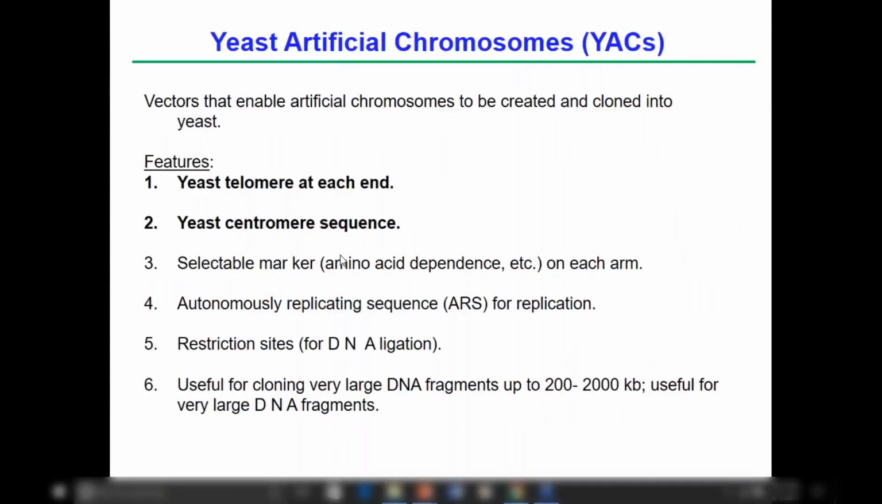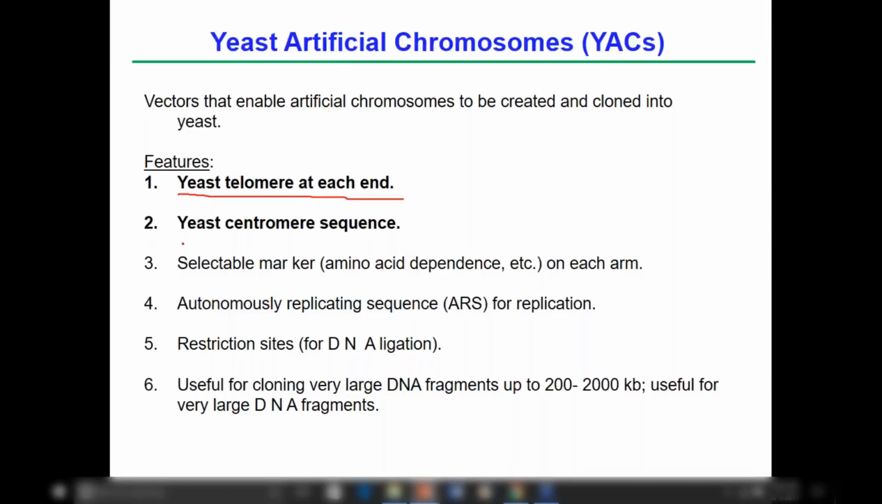Another type of vector is the yeast artificial chromosome. We can see that it is an artificial chromosome, very, very big. This particular chromosome will have yeast telomeres. You must have studied this in the eukaryotic gene system. If not, it will be revised in unit 4. Yeast telomeres at each end.